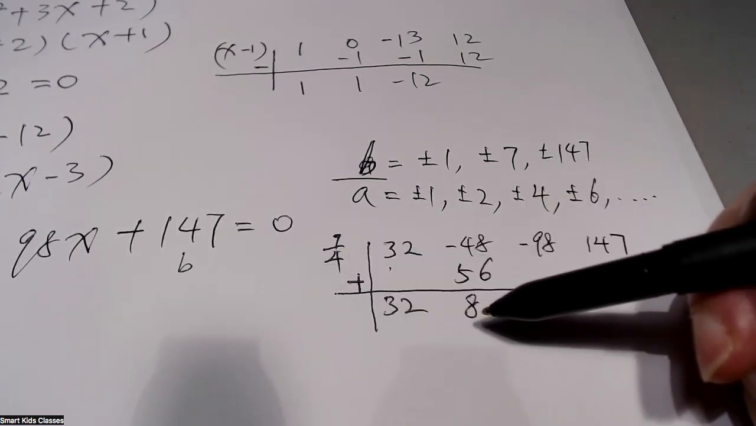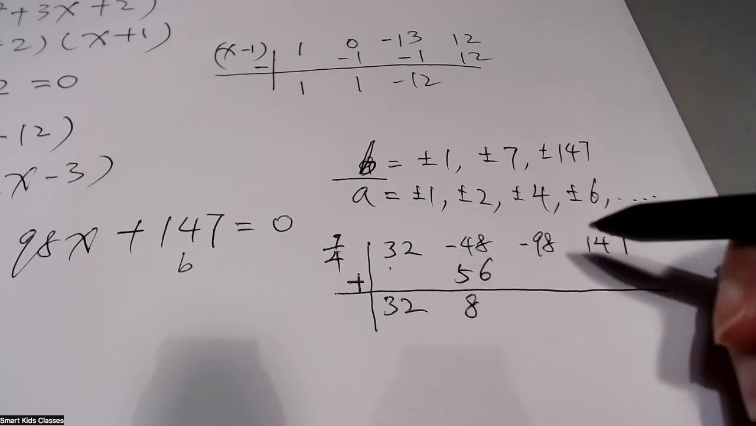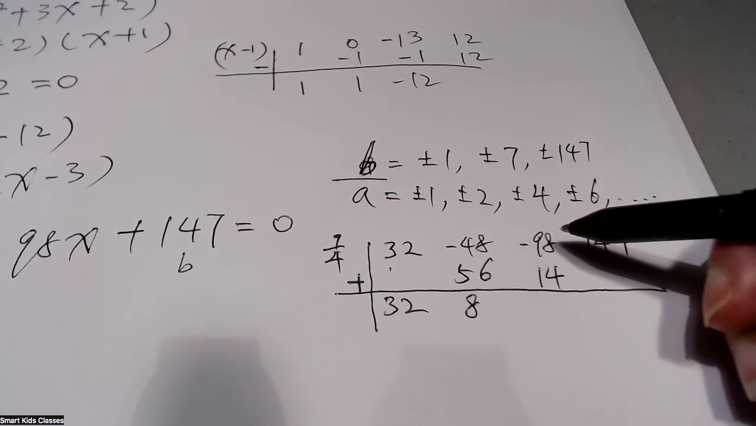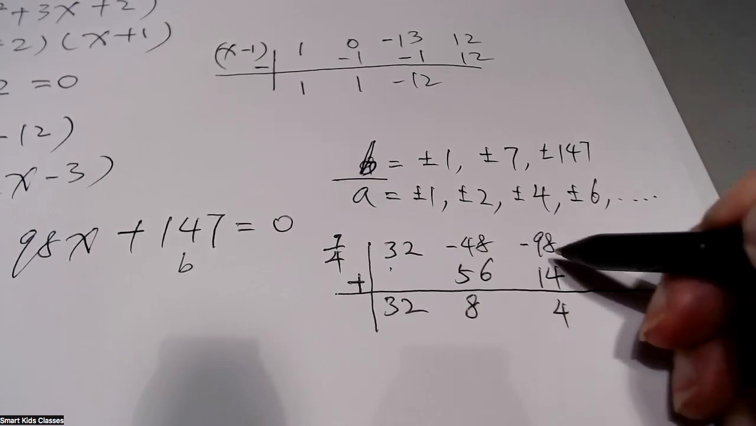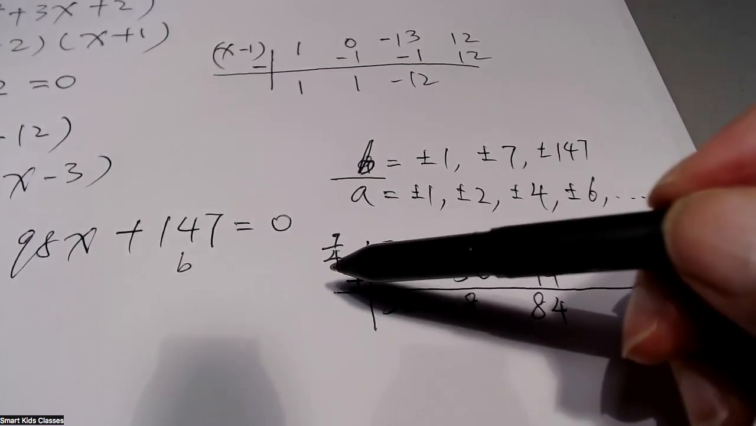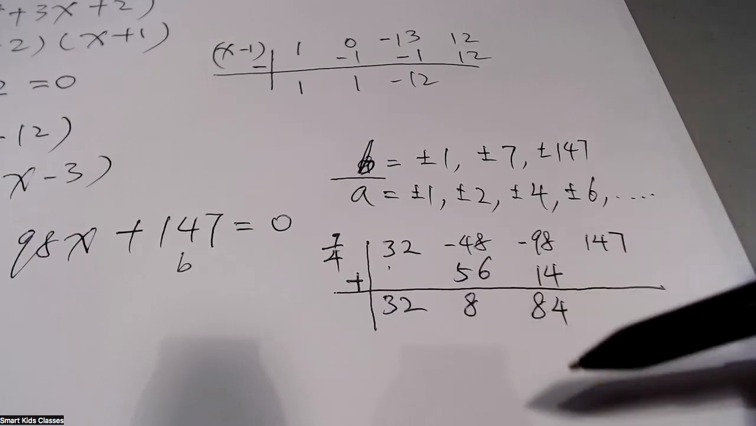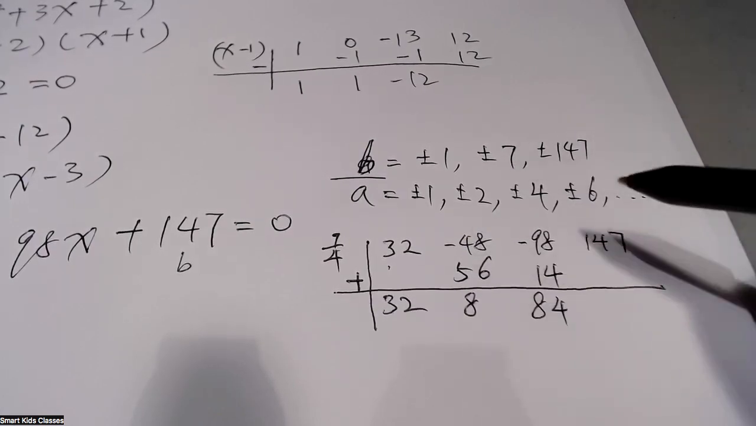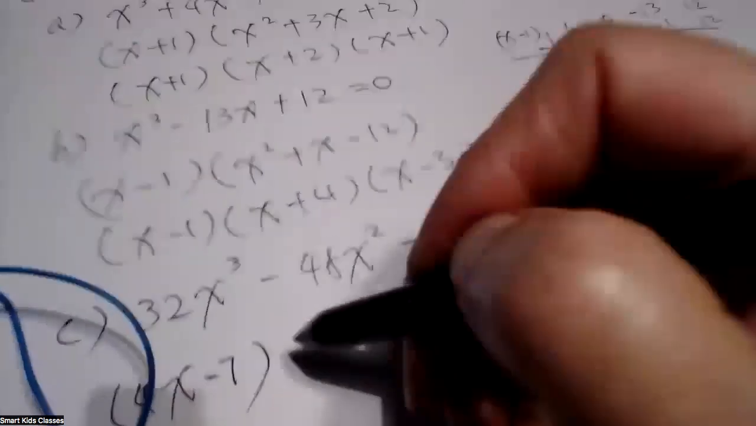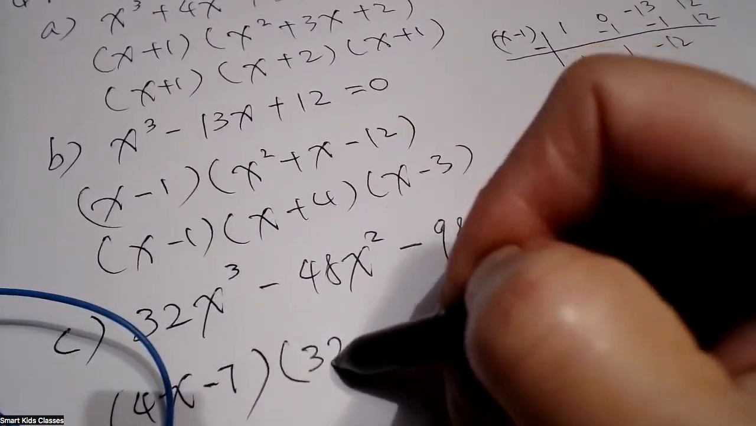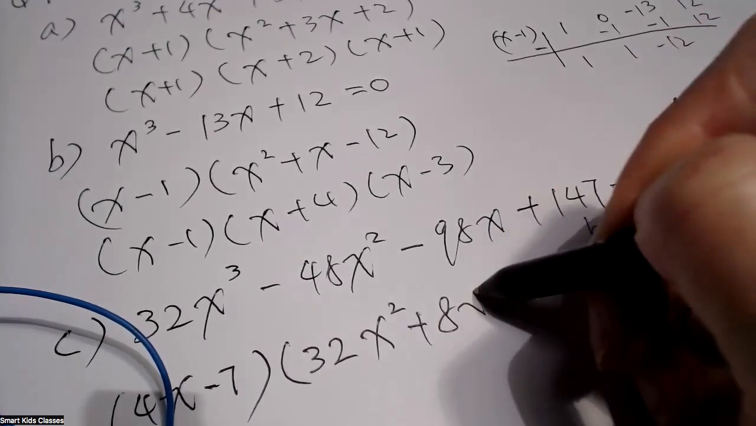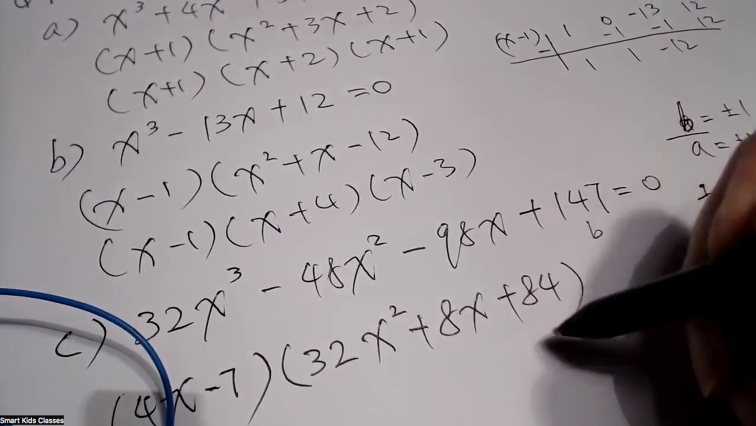Now 8 and 4 divided is a 2. 2 times 7, I got 14 here. Then 98 minus 14, I got 84 here. So 84 divided by 4, I'm going to get 21. Now 21 times 7, I got 147. So from here, I'm going to write the answer: 32x exponent 2, plus 8x, plus 84.